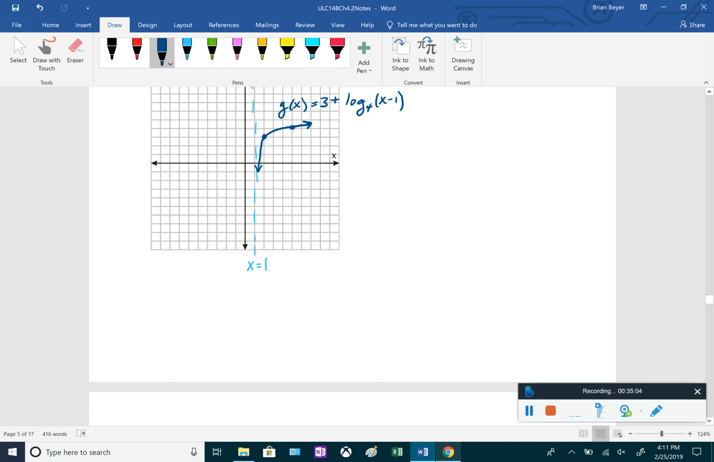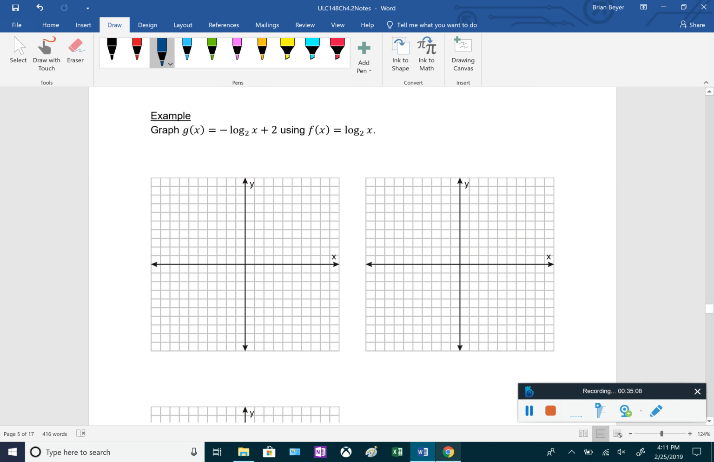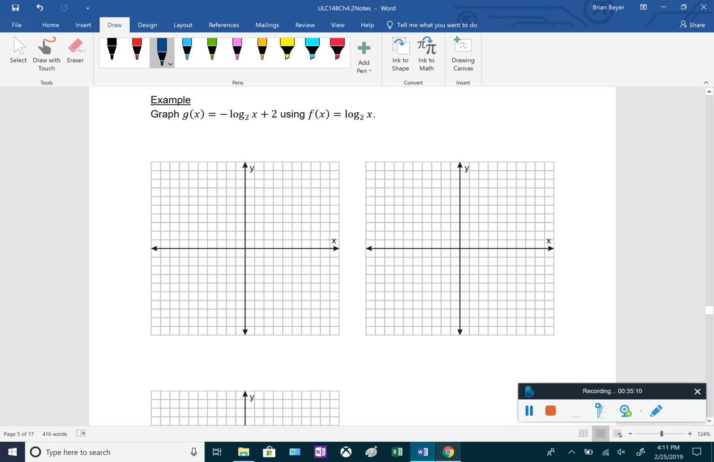Okay, so on to the next one here. We're going to graph g of x, which is negative log base 2 of x plus 2, using our basic function f of x equals log base 2 of x. So starting with that basic function, once again, we should know the shape. The b is greater than 1 here. So I'm going to use a couple more points. I'm going to plug in a 1 and I'm going to plug in a 2. Because log base 2 of 1 equals 0, log base 2 of 2 equals 1.